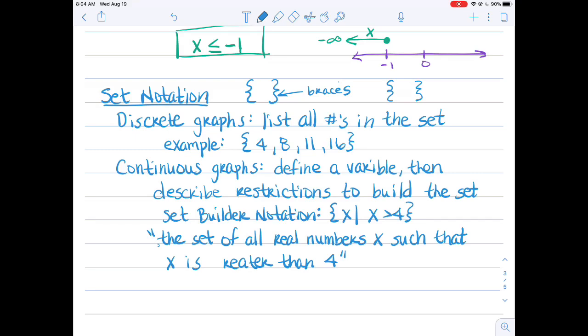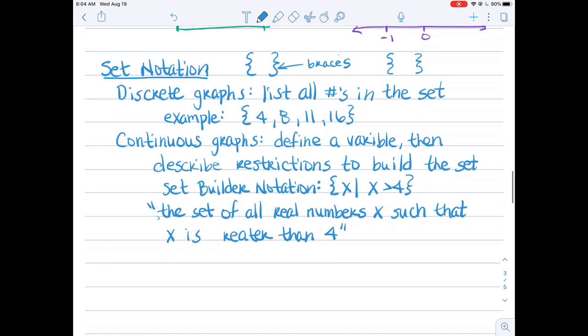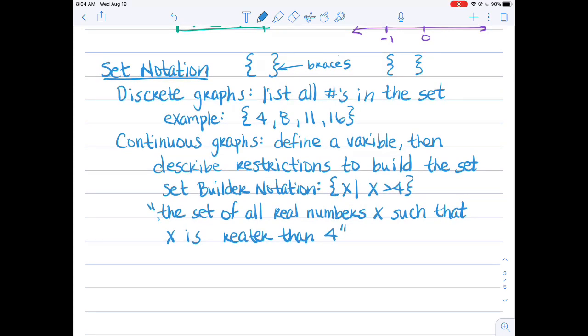Okay, welcome back. So set notation can be used in several different instances. We can use it to define discrete graphs. Discrete graphs are just sets of numbers in a list. There's just a few of them usually, and so it's manageable to write them out as individual numbers. An example of that would maybe be solutions to a system of equations or a polynomial. And so 4, 8, 11, and 16 are the numbers in my set.